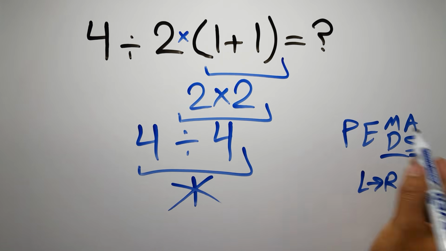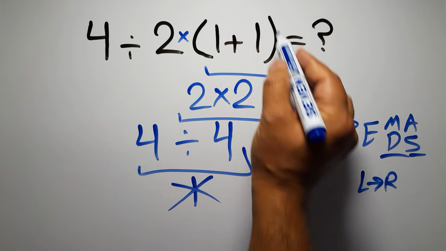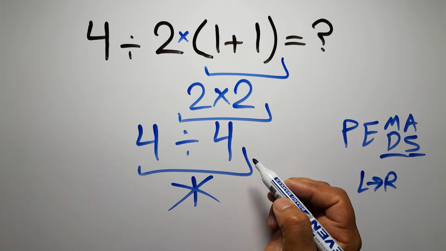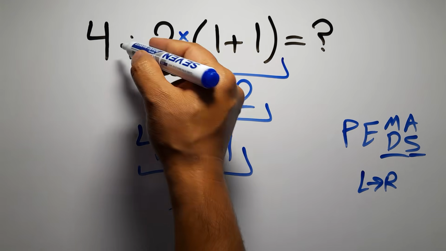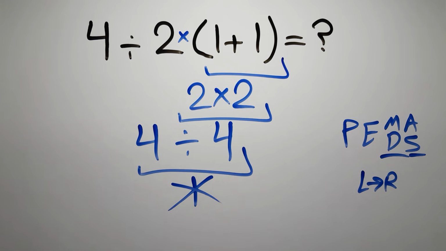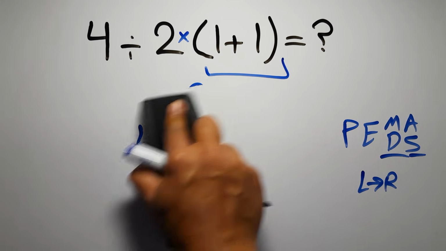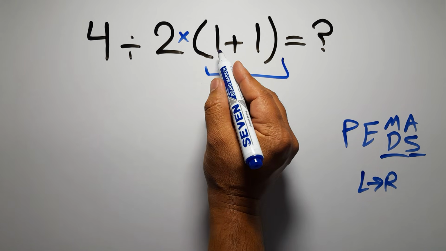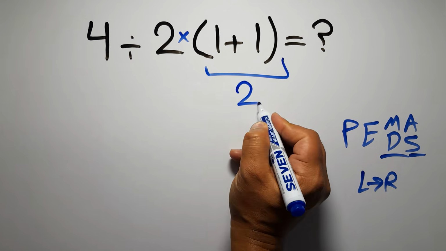Okay, so according to the PEMDAS, first we have to do this parenthesis, then this division, and finally this multiplication. If we do this multiplication before this division, it is wrong. So first this parenthesis. Inside this parenthesis, we have 1 plus 1, which equals 2.